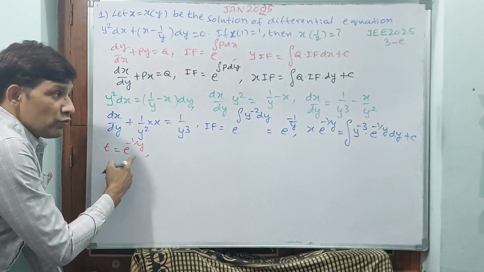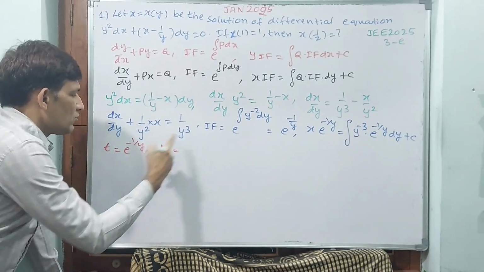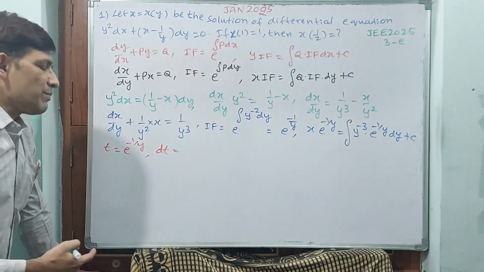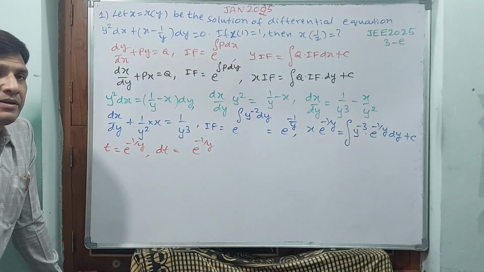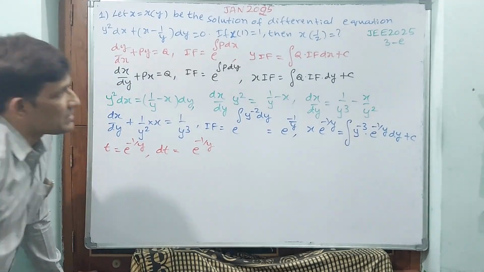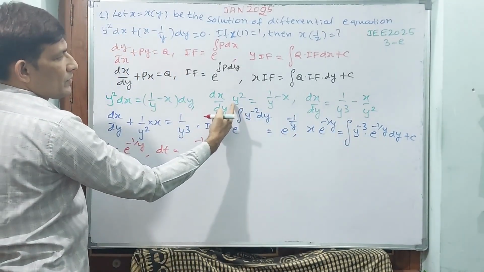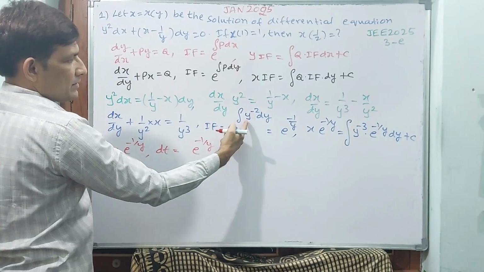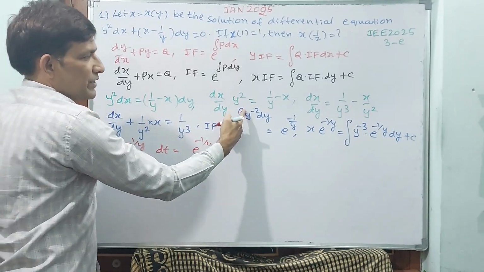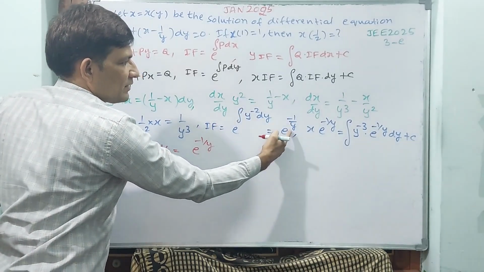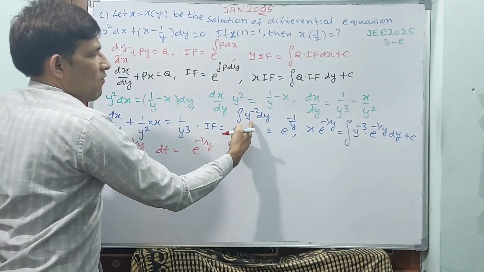Then we differentiate with respect to y: dt by dy, and dy we will send that side. e power minus 1 by y, first you write e power minus 1 by y. d by dy of minus 1 by y means again 1 by y square will come. Here, see, y power minus 2 will come. If you integrate y power minus 2, minus 1 by y has come. If you differentiate minus 1 by y, y square will come.